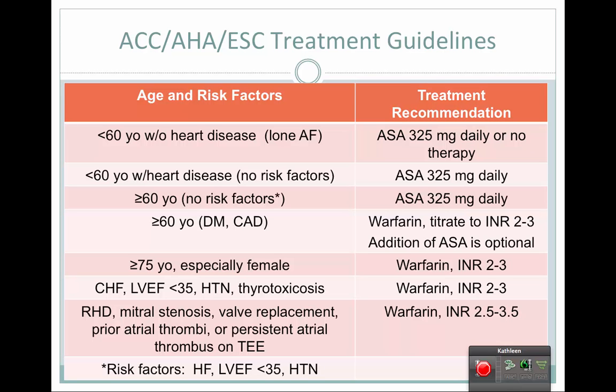Greater than 75 years, especially female: warfarin, INR 2 to 3. CHF, left ventricular ejection fraction less than 35, hypertension or thyrotoxicosis: Coumadin or the new oral anticoagulants, INR 2 to 3. Rheumatic heart disease, mitral stenosis, valve replacement, prior atrial thrombi or persistent atrial thrombus on TEE: Coumadin.